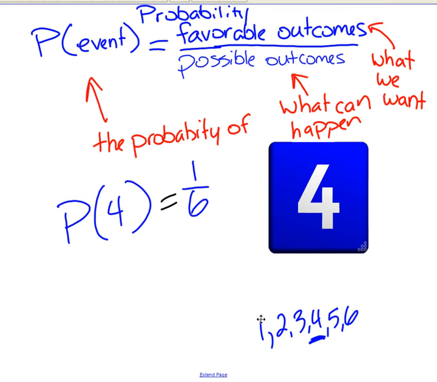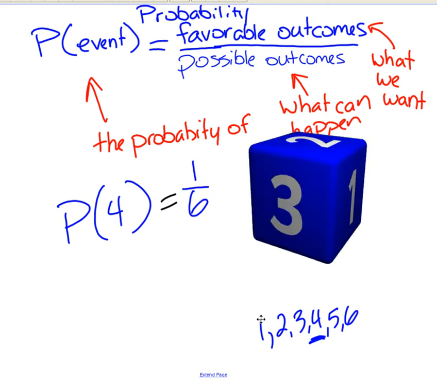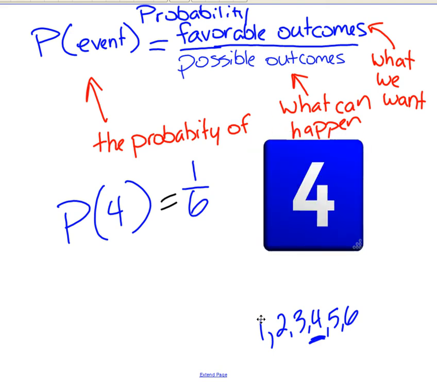Next one will be a 5. What's the probability the next time we roll it'll be a 5? It's still 1 out of 6. Do it again.